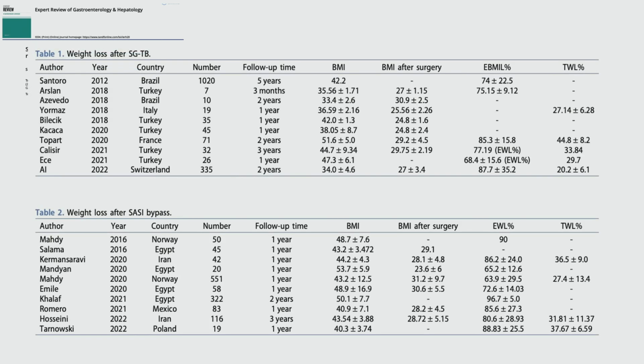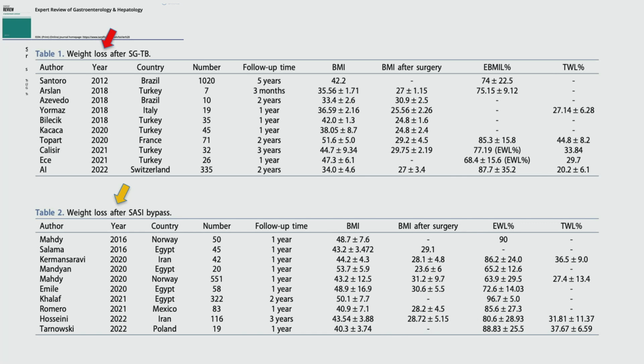And finally, there is a very important meta-analysis literature review performed in China, comparing these two procedures. In the upper part, the standard Roux-en-Y transit bipartition, and down the one anastomosis transit bipartition, meaning the SASI.